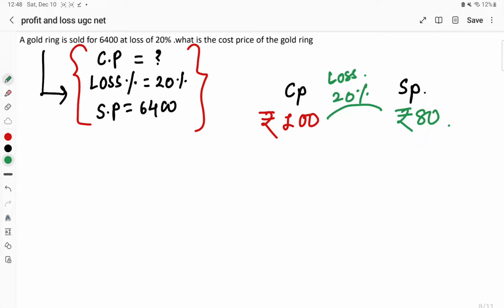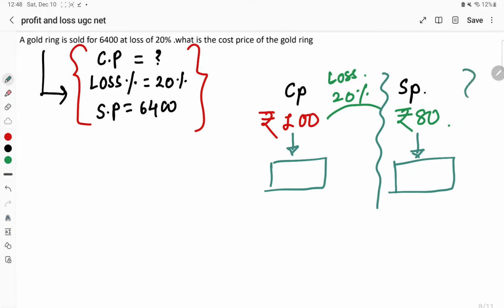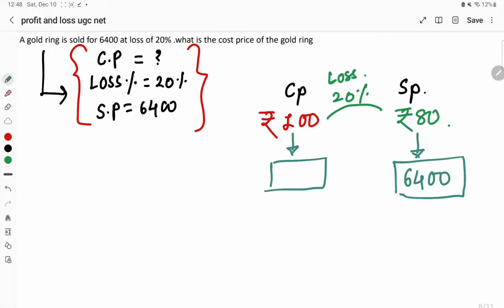Now the second step you have to follow is: whatever selling price is given in the question, or whatever cost price is given, simply write it in this particular column. This column is for the selling price, and this was for the cost price. Here the selling price given in the question is 6,400. Cost price is not given in the question, let it be a question mark.